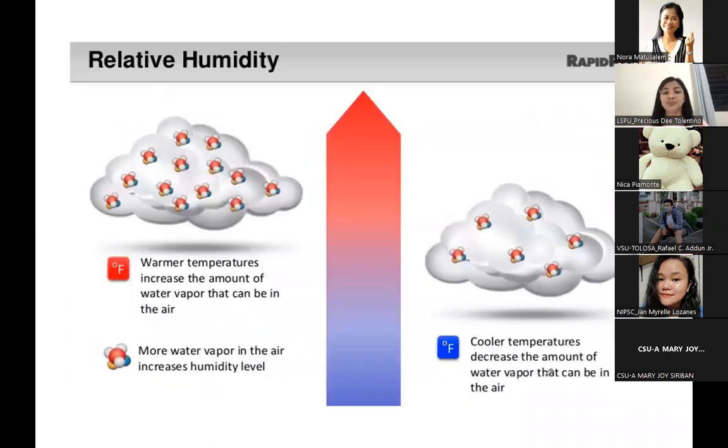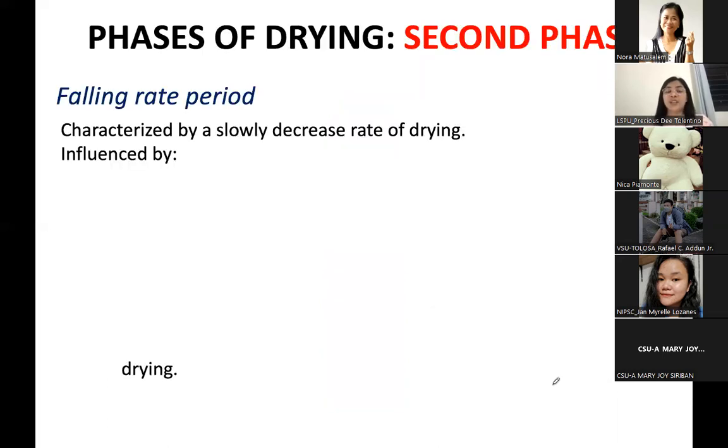Ganun siya. Ayan, so for the relative humidity, warmer temperatures increase the amount of water vapor that can be in the air. Here naman, more water vapor in the air increases humidity level. And dito naman sa area na to, mababa yung temperature. Cooler temperatures decrease the amount of water vapor that can be in the air. So depende, class. During drying, ito yung tinitingnan natin, yung relative humidity. If mataas ba or mas mababa pa. Saan ba yung gusto natin dito? Of course, we want the warmer temperature.